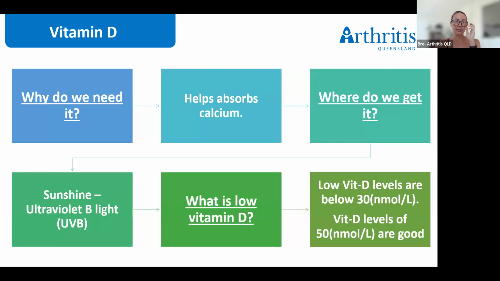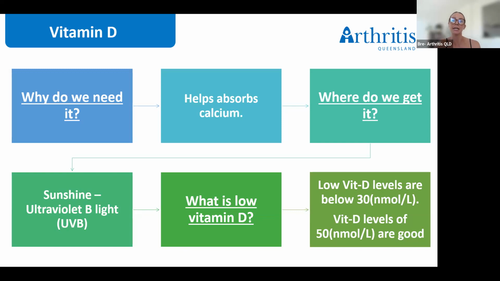All right, so now let's discuss vitamin D. Why do we need vitamin D? We need vitamin D daily because it's essential for bone health, and it helps absorb calcium and control the calcium level in our blood. Where do we get it? It is actually produced when our skin is exposed to ultraviolet B, so UVB light that comes from the sun. Limited sun exposure is needed to produce adequate levels of vitamin D.